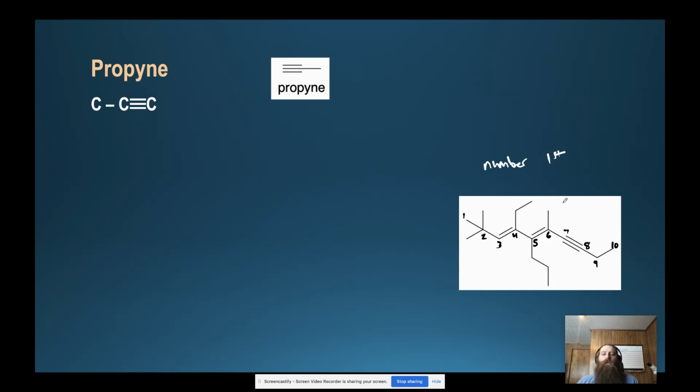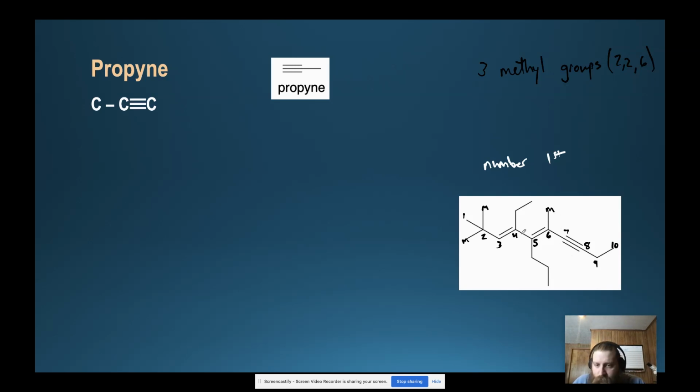All right. Now, I also know, looking at this molecule, I've got a bunch of methyl groups. So I have 3 of them. So I have 3 methyls, 3 methyl groups. All right. They're at position 2. So that's going to be 2, 2, and 6. All right. So there is methyl number 1, methyl number 2, and methyl number 3.